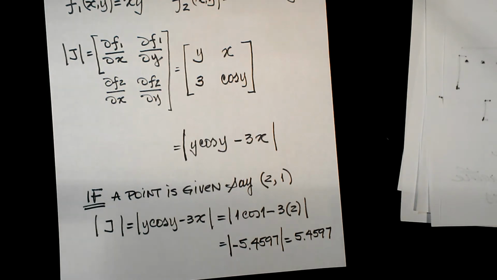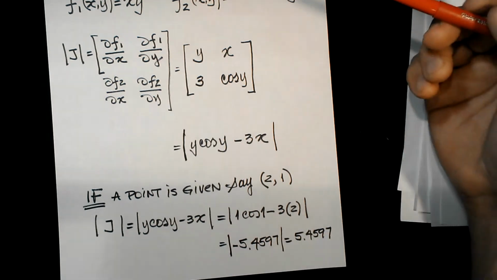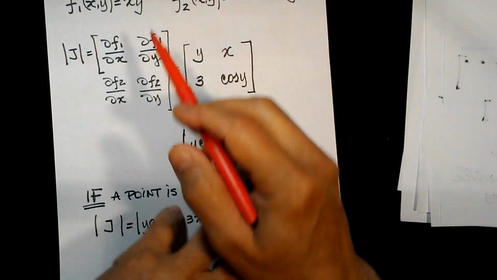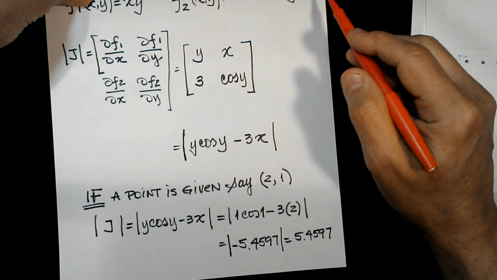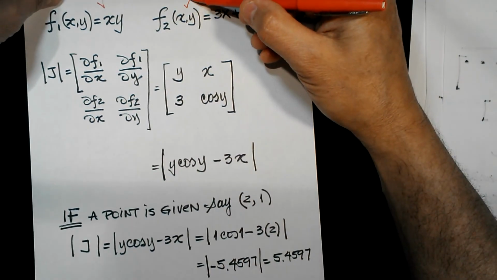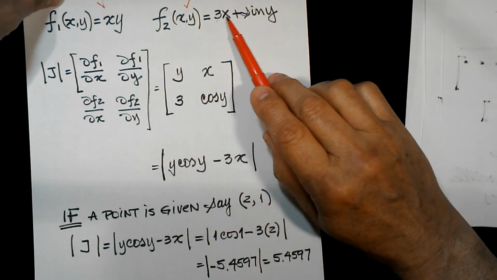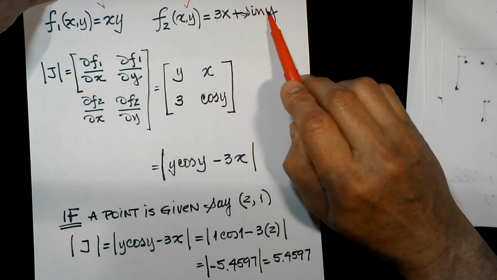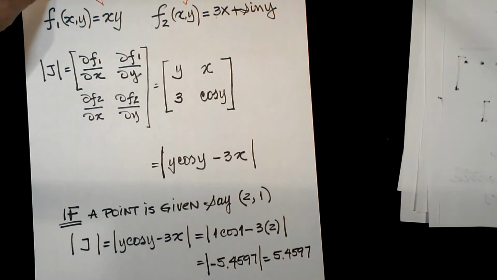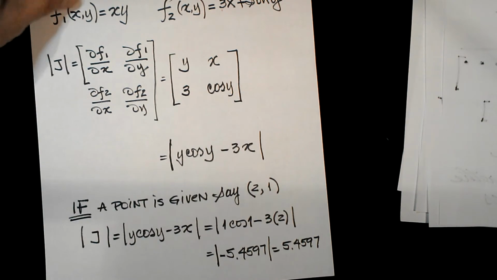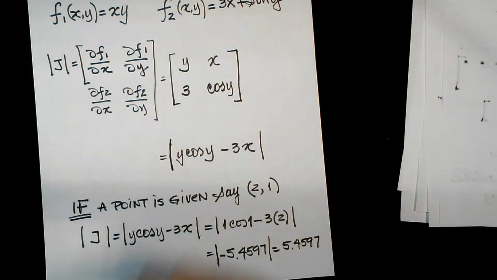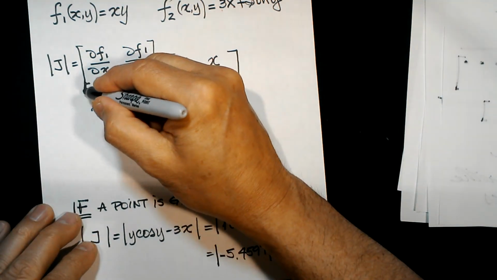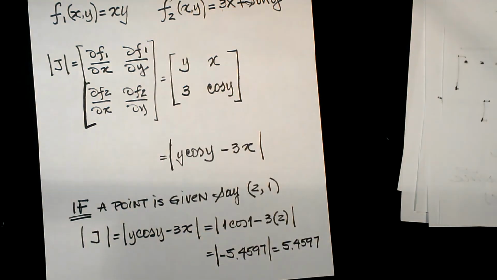First, let's take a look. We have a function of xy, which is xy, and another function of xy, which now is 3x plus sine of y. Now, we need to find the Jacobian for this. Don't forget that the Jacobian is a matrix of partial derivatives. It's not a matrix of derivatives. It's a matrix of partial derivatives.